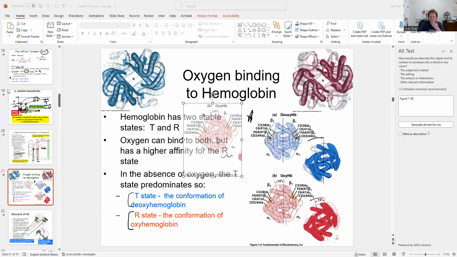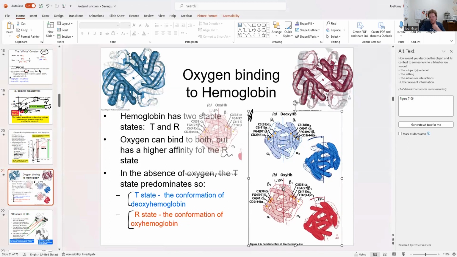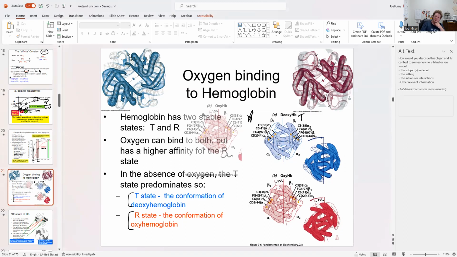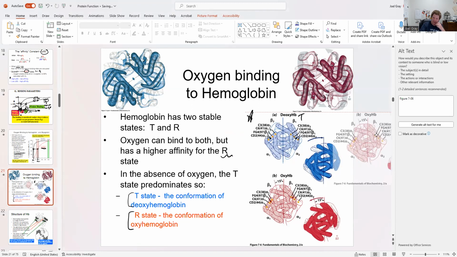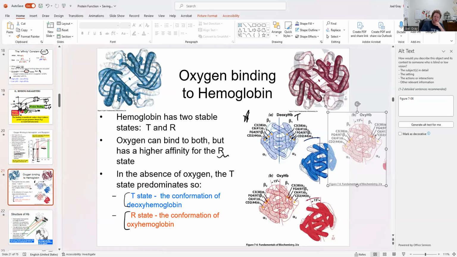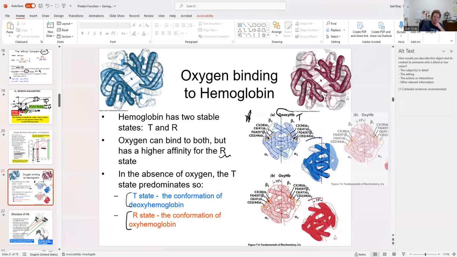All right, I'm back. What I wanted to do was take this image on the right-hand side, where we've got our deoxygenated hemoglobin, our T state protein, and our oxygenated hemoglobin, our R state protein, and overlay these two images. It's tough to see because there's a lot going on there.